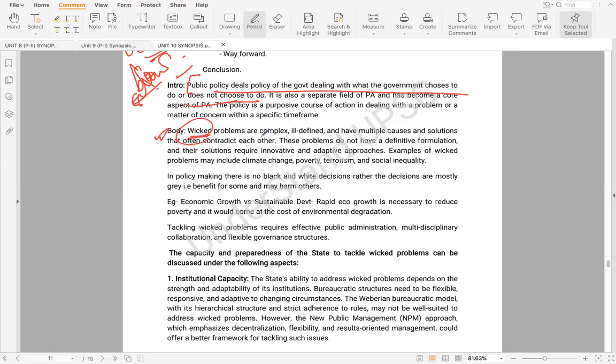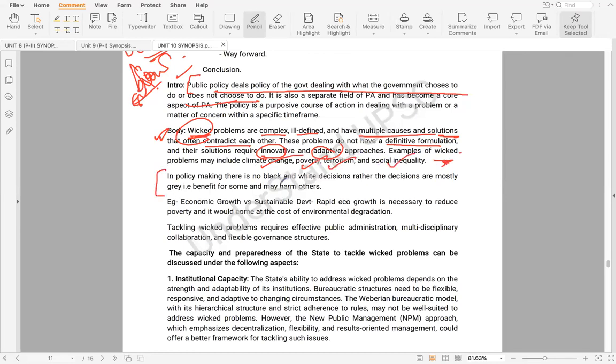What are wicked problems? They're complex, ill-defined, with multiple causes and solutions that often contradict each other. These problems don't have a definitive formulation, and their solutions require innovation and adaptation. Examples of wicked problems may include climate change, poverty, terrorism, social inequality, all the new problems, right?